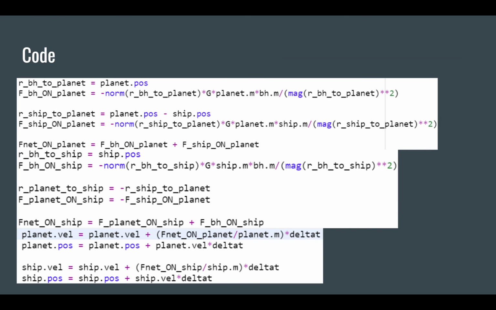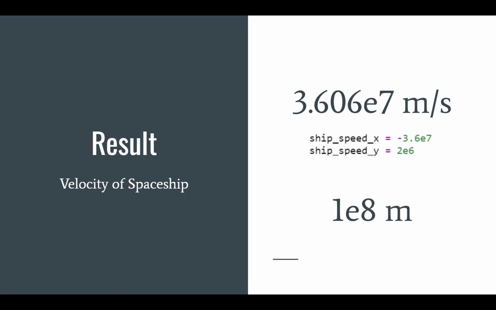In this code, you can see how we found the location and force of all of the three objects on each other, and used all that to get the ship's velocity and position updated. The result is that I got it 1 times 10 to the 8th meters away from the edge of the black hole by having it travel 3.606 times 10 to the 7th meters per second. Possible errors are program glitches, approximations, and there's always going to be a better solution to part 2.